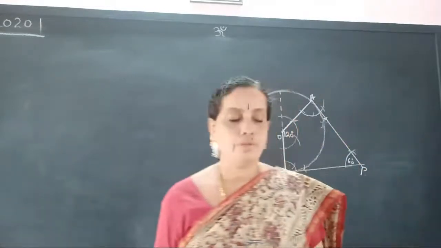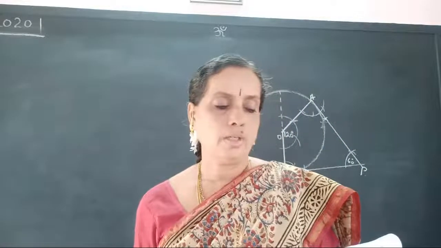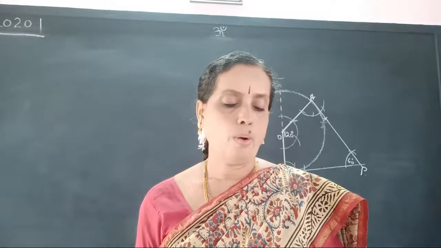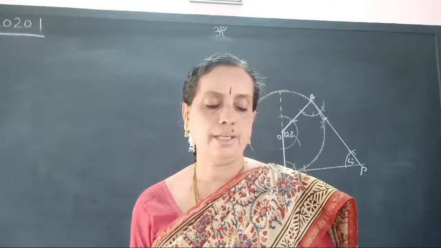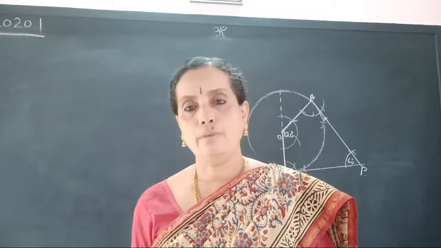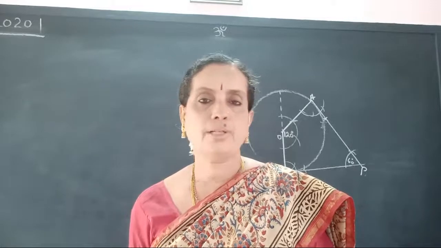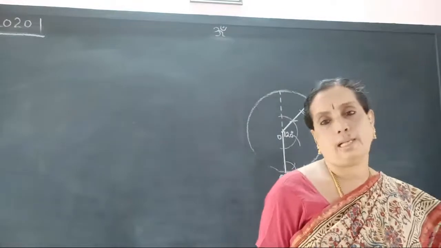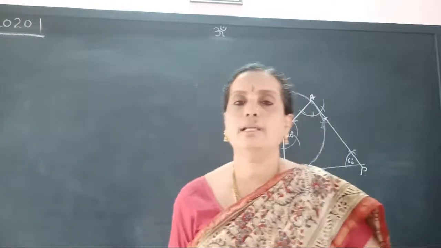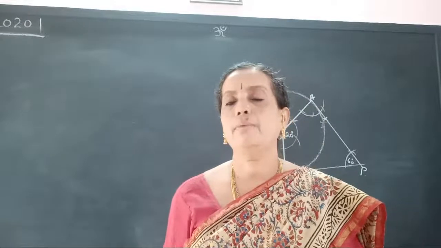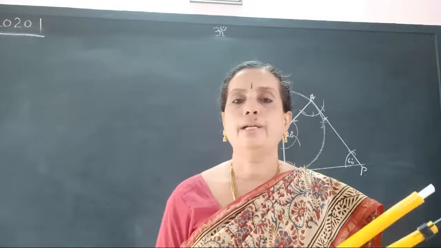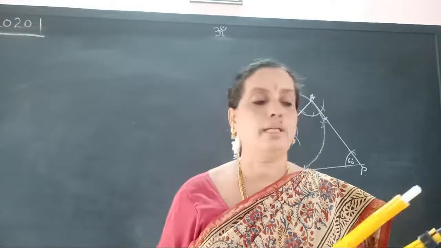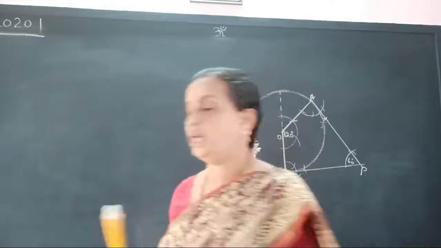I will read the question once again. Question number 7. Construct a tangent to a circle of radius 4 centimeter from a point on the concentric circle of radius 6 centimeter and measure it. Verify by actual calculation. So first, let us draw two concentric circles. What are concentric circles? Circles with same center, different radius. So now with 4 centimeter and 6 centimeter, let us draw two circles.